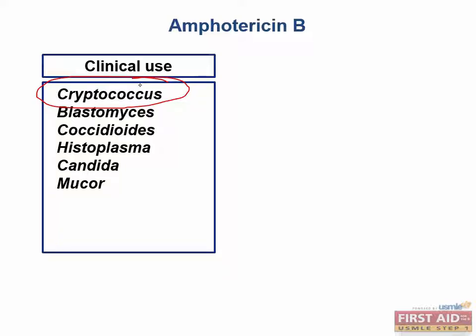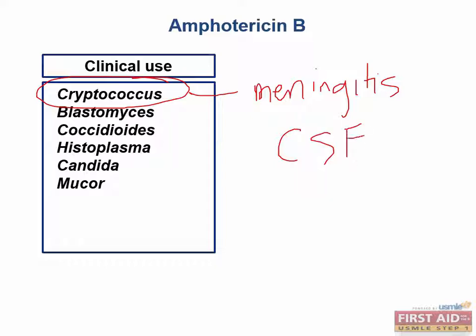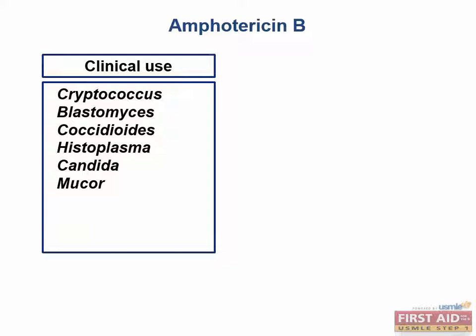Well, Cryptococcus can cause cryptococcal meningitis. If there's cryptococcal meningitis, Amphotericin B is given intrathecally into the cerebrospinal fluid. Do you remember which meningeal layers the CSF lies between? It is in the subarachnoid space between the pia and arachnoid mater. Very good. Now I have 3 images of fungal organisms that I want to show you and have you identify.